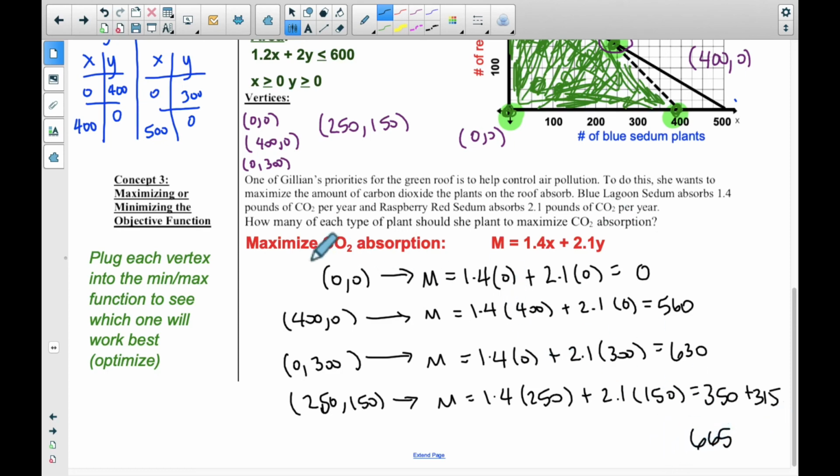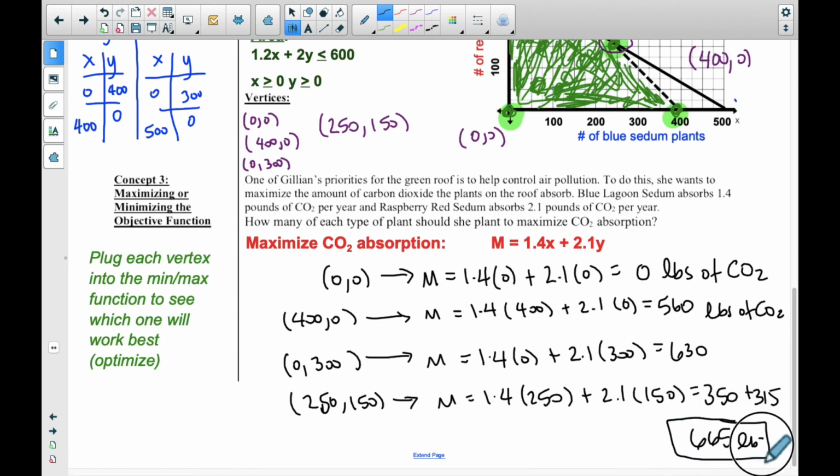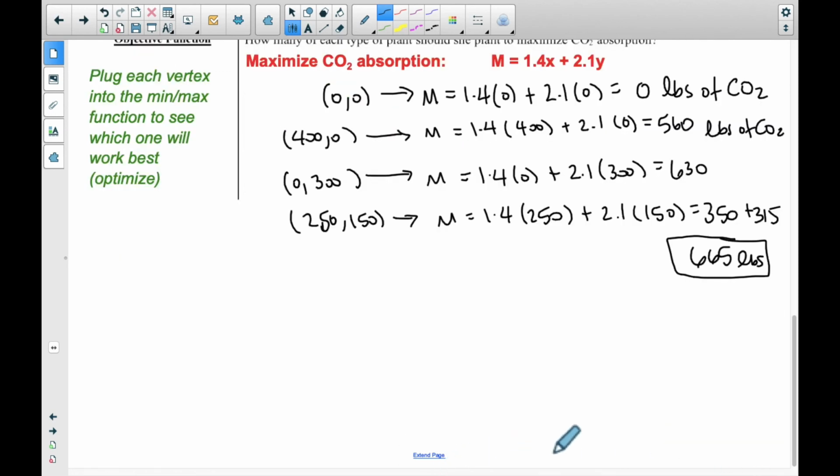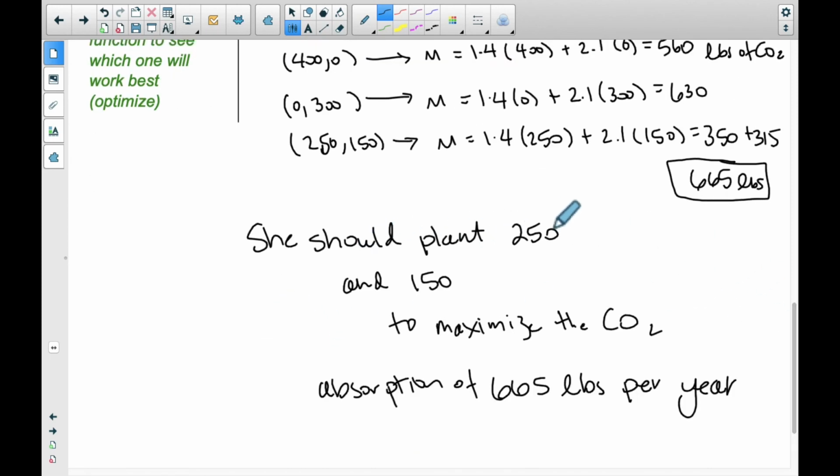So we were trying to maximize CO2 absorption. And in case you've forgotten what we're trying to do, these are going to be pounds of CO2. And the one that maximizes it is this one down here, 665 pounds of CO2. And so that is going to be the one that Gillian picks, because that's the one that gets rid of the most CO2. And so she should plant 250 and 150 to maximize the CO2 absorption of 665 pounds per year.